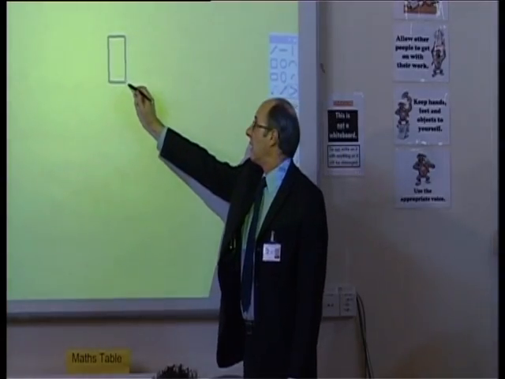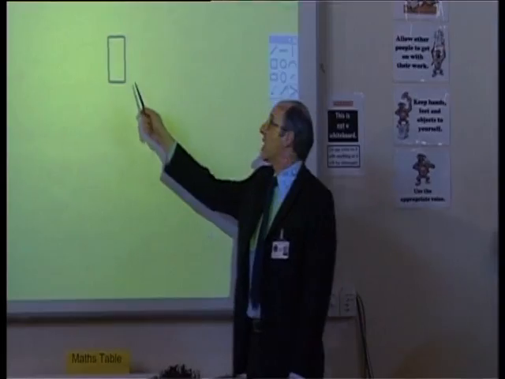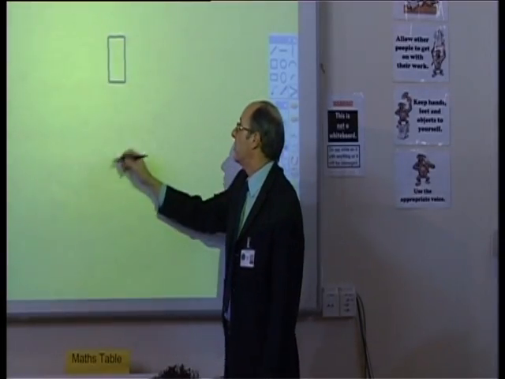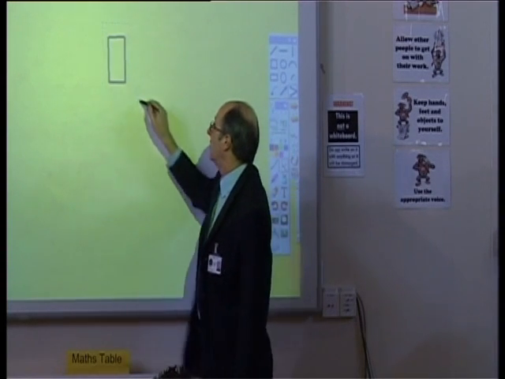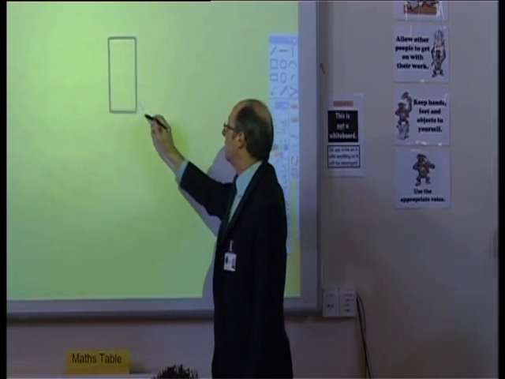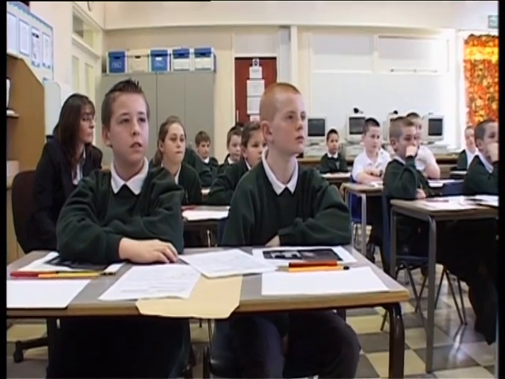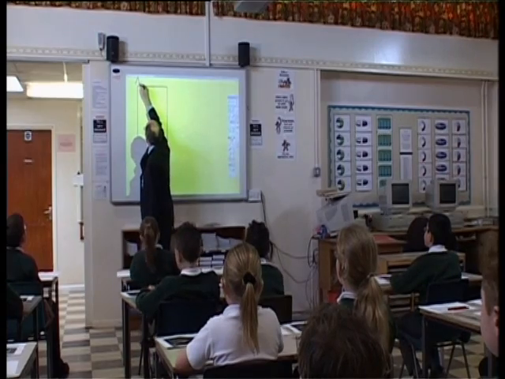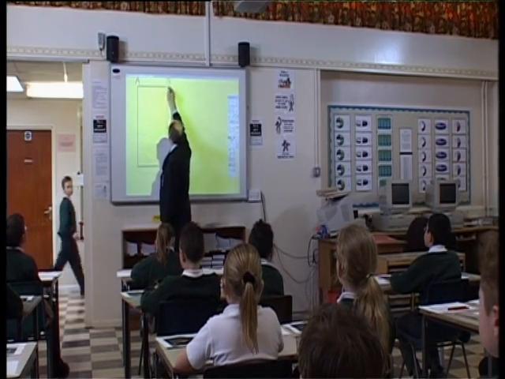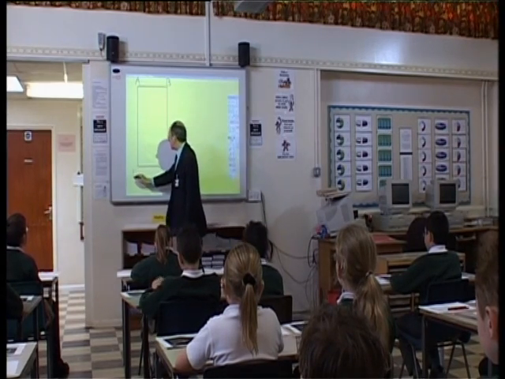I could even make it smaller. It's still got 4 right angles. It's still got this same ratio of sides, 1 to 2. If I make it bigger, it's still the same. Still got 4 right angles. I'm going to label it like I did before, A, B, C, D.